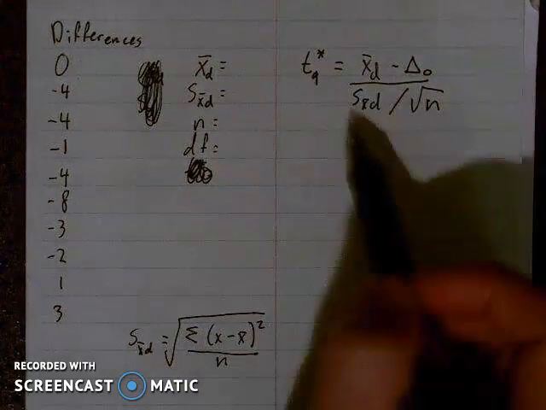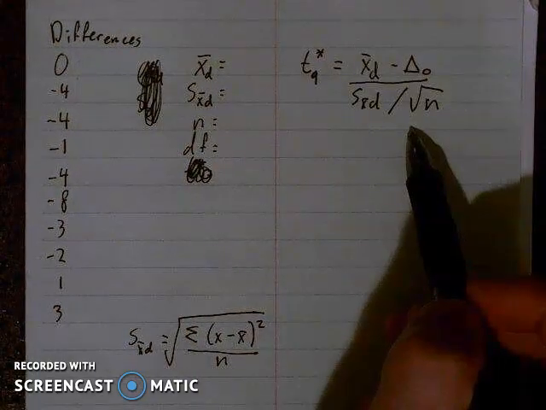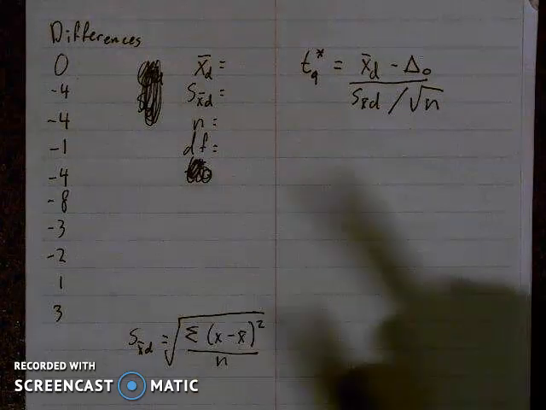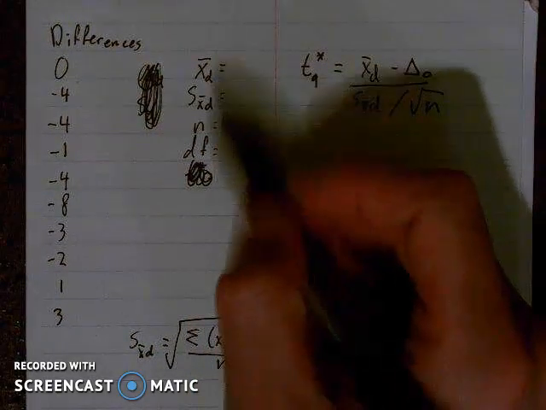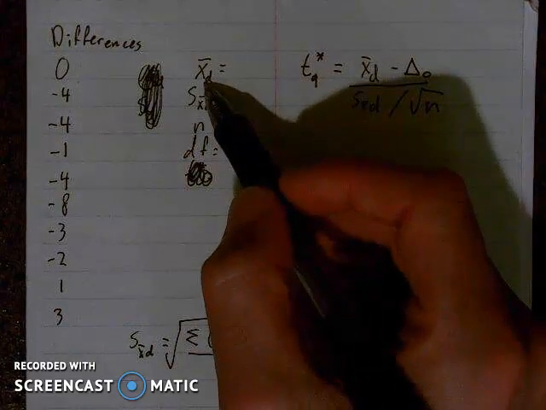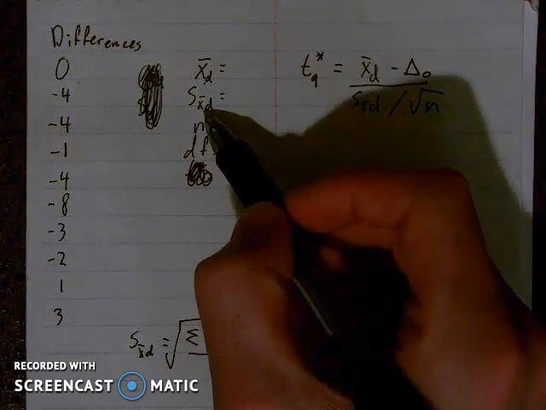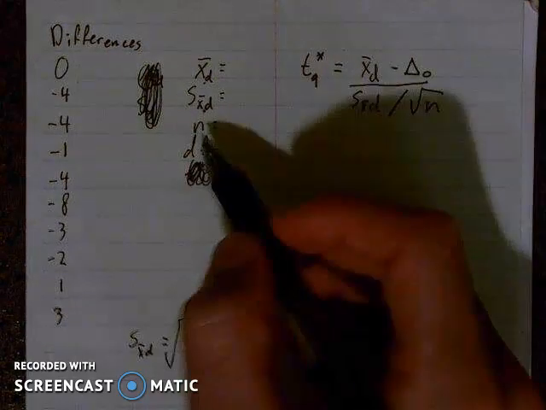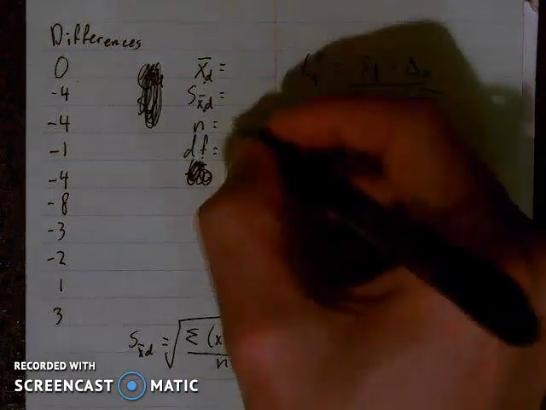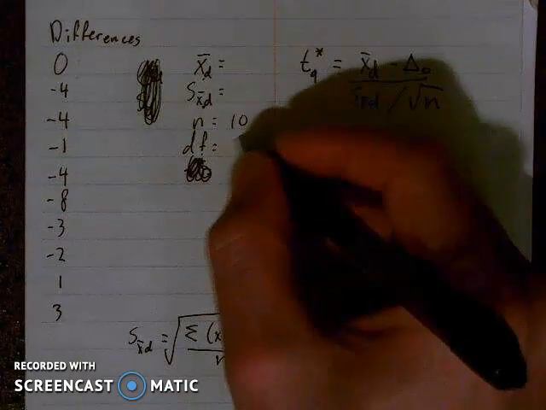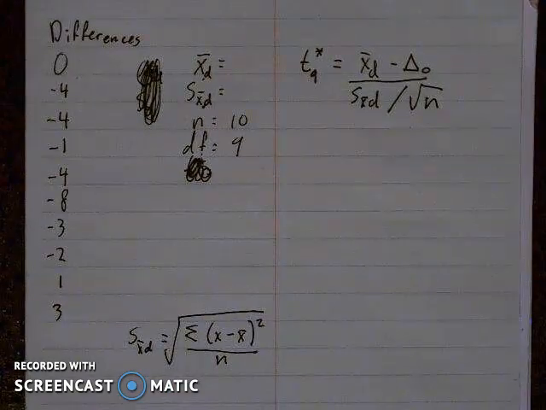We have the formula for the critical T that we're going to be looking for here in a moment. Then we also have the list of things that we're going to need. So we're going to need the mean of the differences. We're going to need the standard deviation of the differences. We're going to need the sample size, and we're going to need the degrees of freedom. So the sample size is 10. The degrees of freedom is 9. All right, good. Halfway done, right?